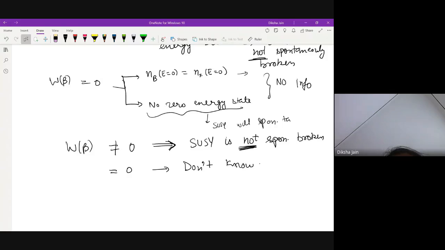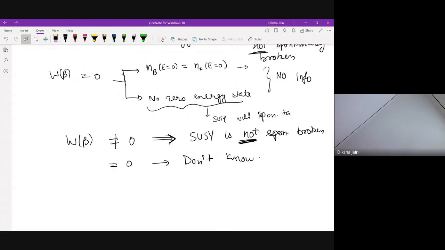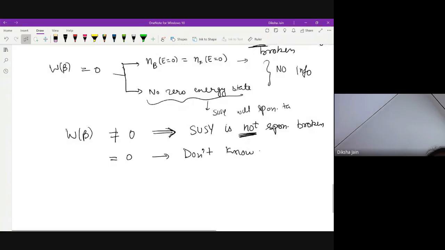If you are given a theory and somebody asks you whether it breaks supersymmetry or not, there are two things you have to check. One, given the Hamiltonian, you check whether Q commutes with the Hamiltonian, so whether SUSY is preserved by the Hamiltonian. If that happens, then you check for spontaneous breaking by computing the Witten index. If its value is non-zero, then you know it's not spontaneously broken. If it is zero, then you cannot conclude anything. So the Witten index is a quantity that tells you about SUSY.